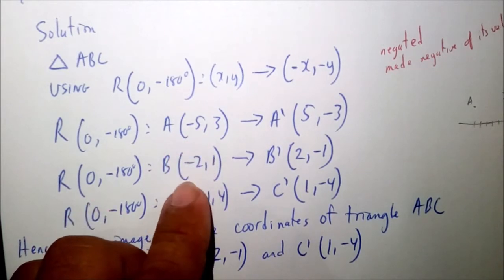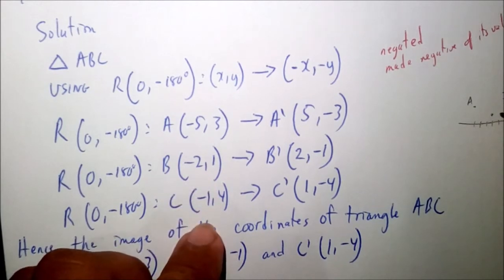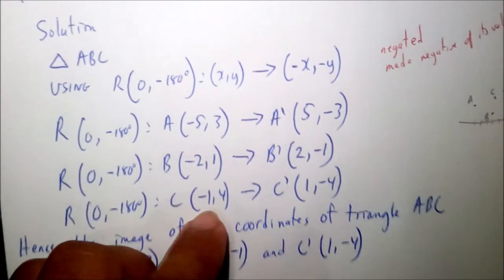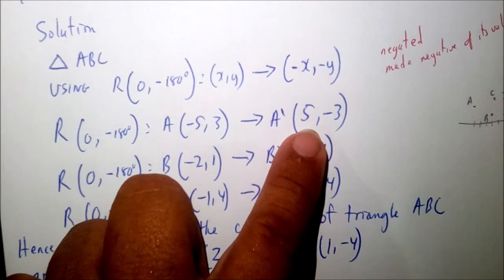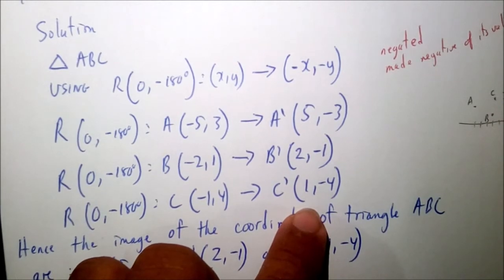Point B now, which is negative 2 and 1, would be right here, which is point B. And point C would be negative 1 and 4, 1, 2, 3, 4, which would be right about here, point C. Now we have 5 and negative 3, 3 to the bottom, that is A prime. Then B prime will be 2 and negative 1, and C prime will be 1 and negative 4, and this will be C prime.